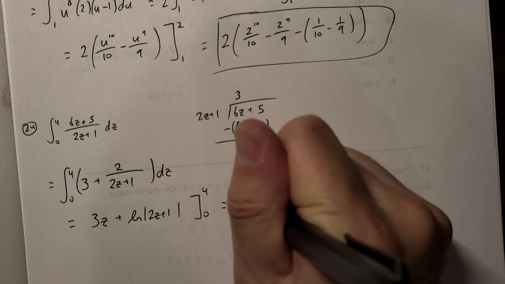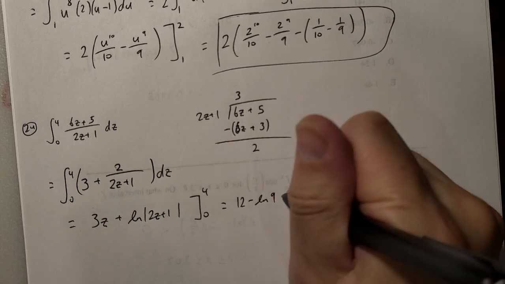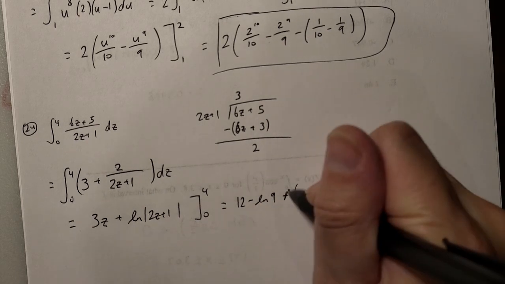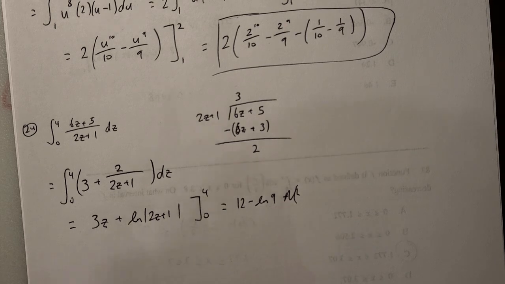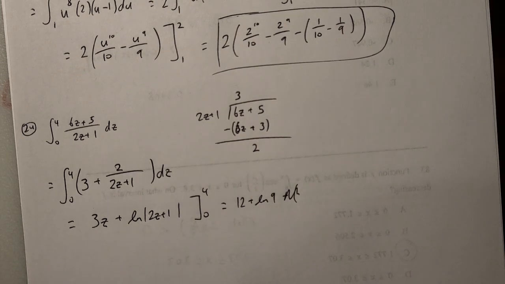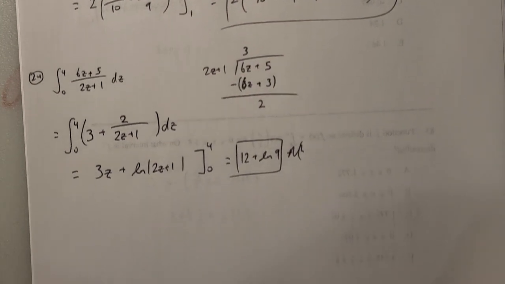So we get 12 plus log of 9, minus parentheses 0 plus 0, so actually 0. So it'll be 12 plus log 9. That should be the answer.